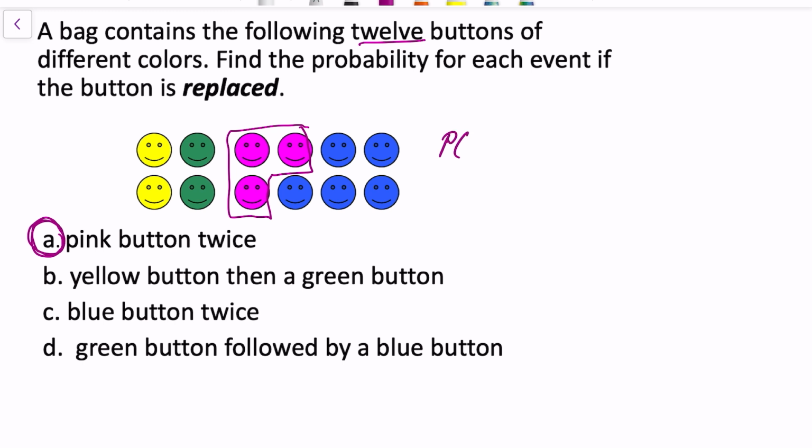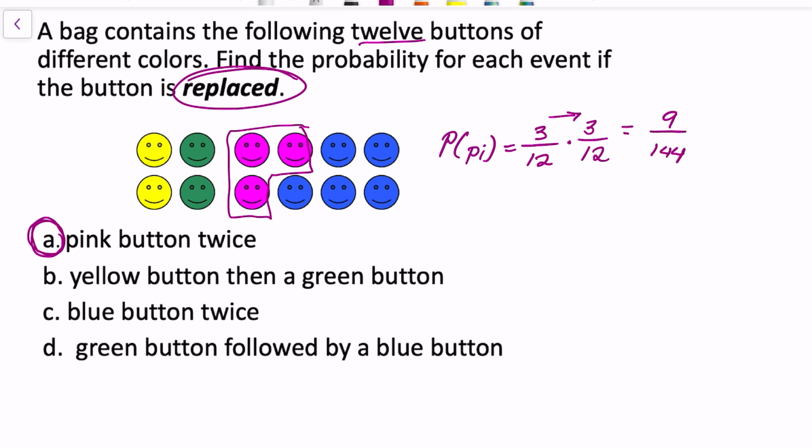So the probability that I get a pink button the first time is going to be 3, because I have 3 pink buttons out of 12. I put that pink button back into my bag, so the next probability is also going to be out of 12, and I still have 3 pink buttons. So I'm going to multiply this by 3 over 12 again. We can multiply across, so that's going to be 9 out of 144. Recall, these are independent events, and it's also the same as sampling with replacement.